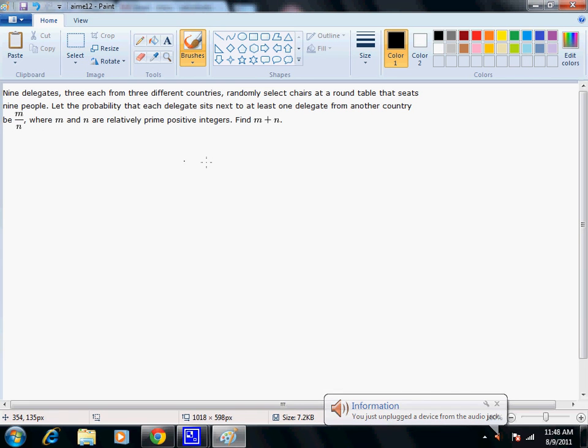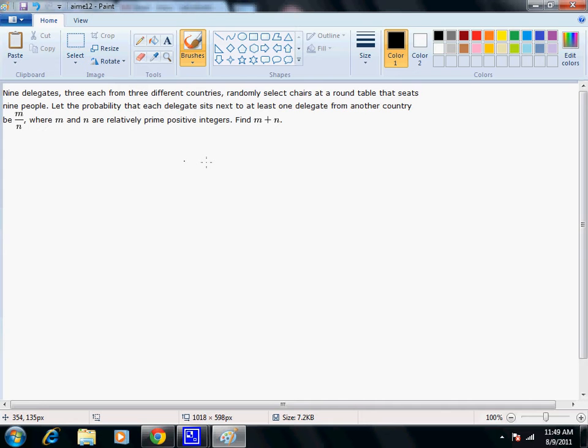So this is problem 12 of the AIME. 9 delegates, 3 each from 3 different countries, randomly select chairs at a round table that seats 9 people. Let the probability that each delegate sits next to at least one delegate from another country be m over n, where m and n are relatively prime positive integers. Find m plus n. In this case, it seems better to use complementary counting, where we count what we don't want.